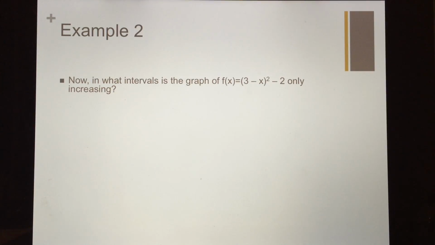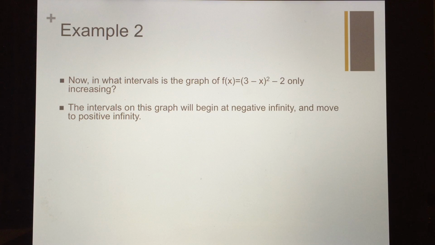Second example. Now, if we take another graph and we want to know what intervals it is only increasing in, this graph will be f(x) = (3 - x) squared - 2. The intervals of this graph are going to begin at -infinity and move to positive infinity. We'll be really reading it left to right.